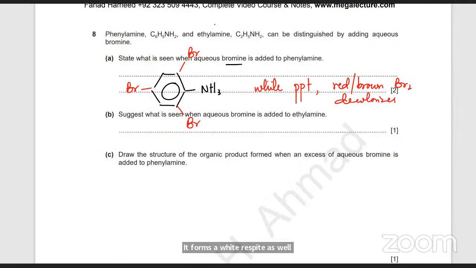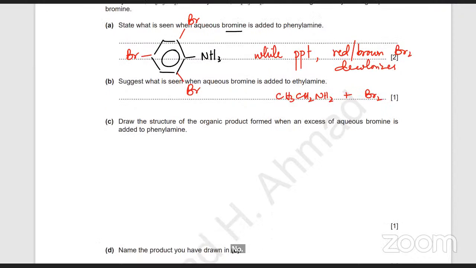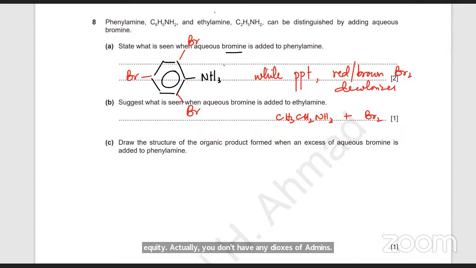I said, draw the structure, suggest what is seen. What is seen when aqueous bromine is added to ethylamine? Will you have a reaction? No. ठीक है, कोई reaction नहीं. You don't have any reaction of amines. So that's the major difference, if you can differentiate a phenylamine from a normal amine.